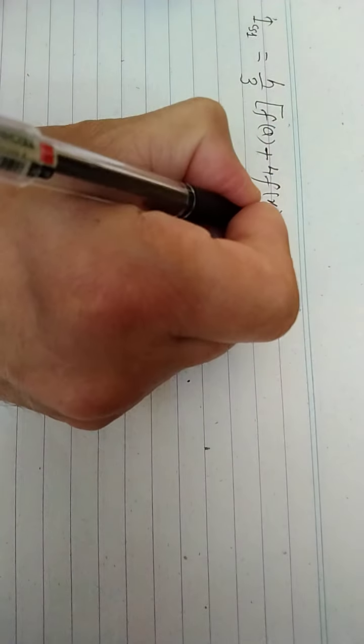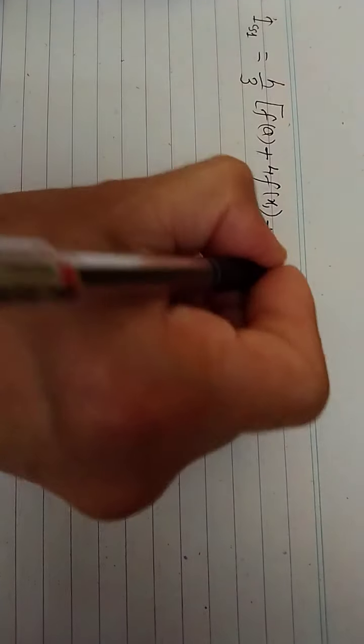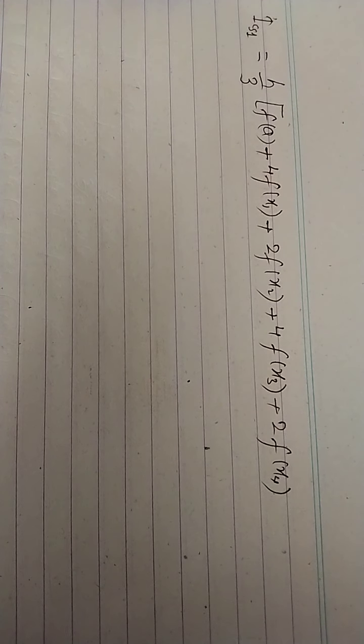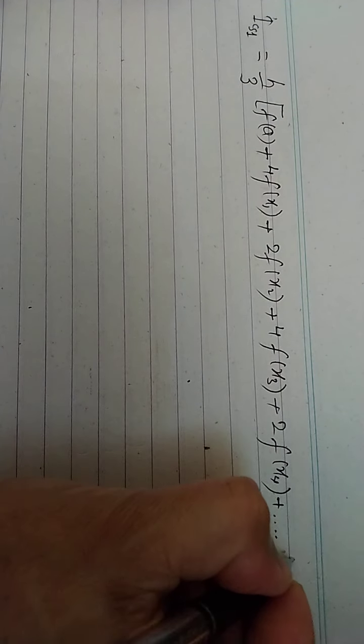Okay, let's write down the formula for composite Simpson's 1/3 rule. So ICS1, it is denoted like this: CS denotes composite Simpson's and 1 denotes Simpson's 1/3 rule. Composite Simpson's 1/3 rule means ICS1, equals h/3 [f a plus 4 f x1 plus 2 f x2 plus 4 f x3 plus 2 f x4 and so on plus f b].